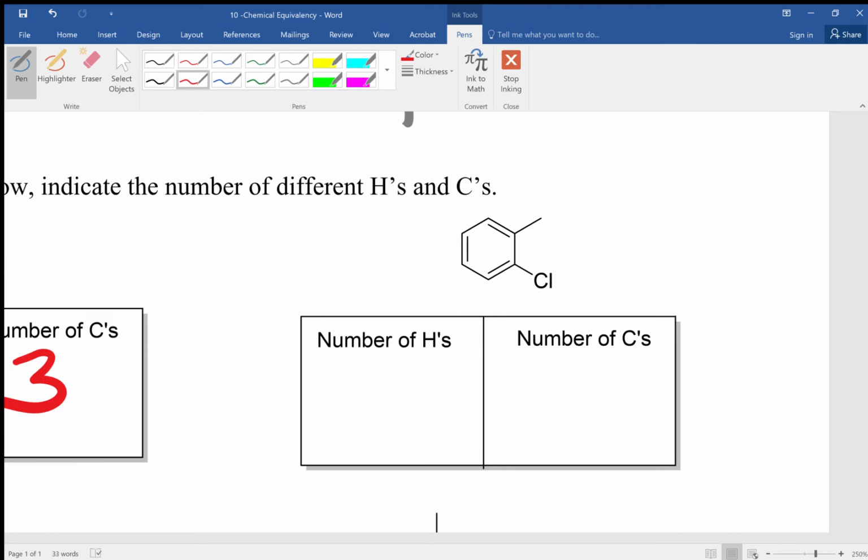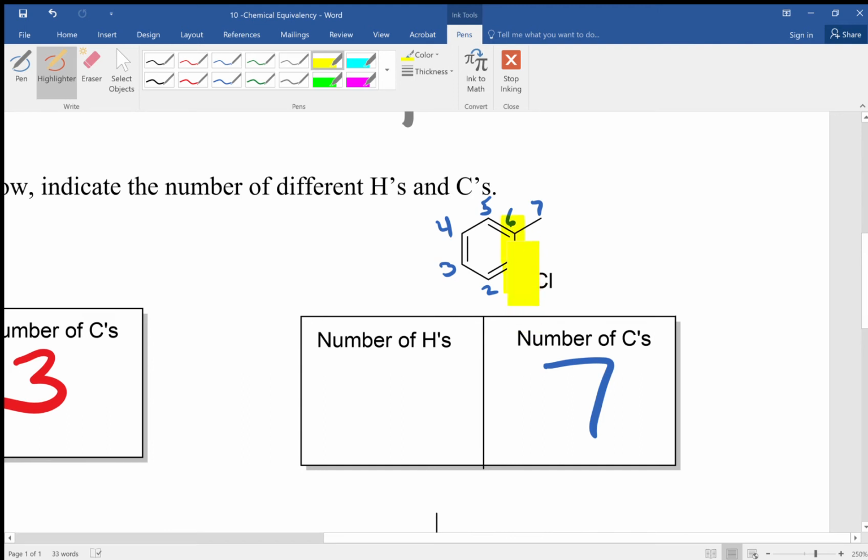And if there's no symmetry, that likely means that every carbon in the molecule is going to be unique. And so we end up with 7 different carbons. Now we don't end up with 7 different hydrogens. Why not? Well, 2 of the carbons, the ones that I have labeled 6 and 1, don't have any hydrogens on them. So we'd only have 5 different types of hydrogens here.